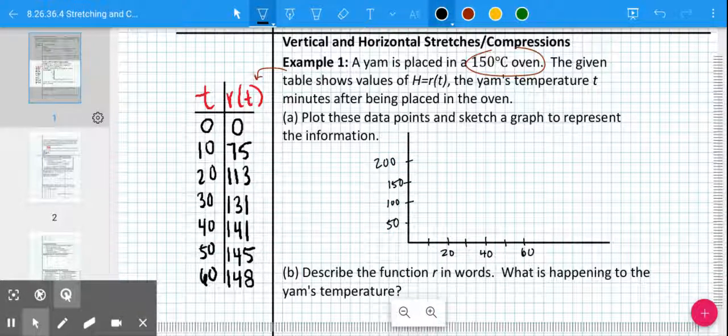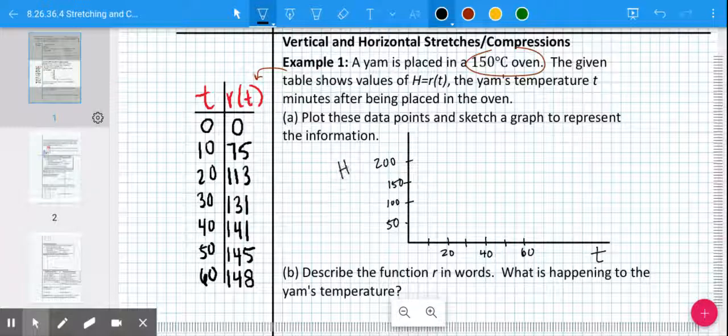So I have scaled my axes. I'm just going to label them as T for time and capital H for temperature. And I'm going to plot all these points as best I can to get the relative curve of this function. Notice it is not going to be a linear function. It's going to flatten out as it goes to the right. So that's going to be important to what we talk about today.